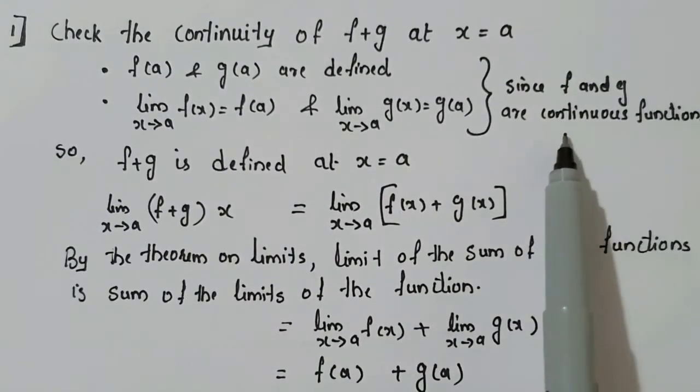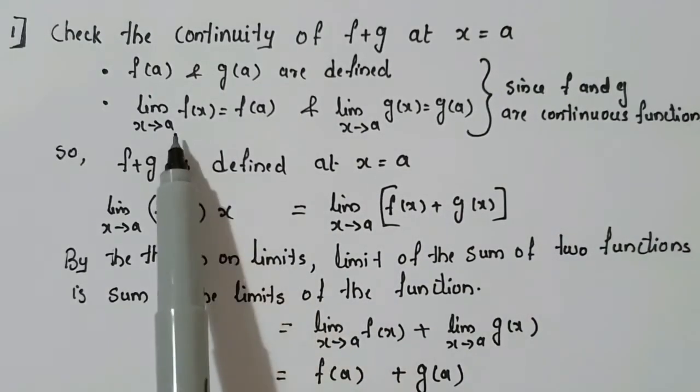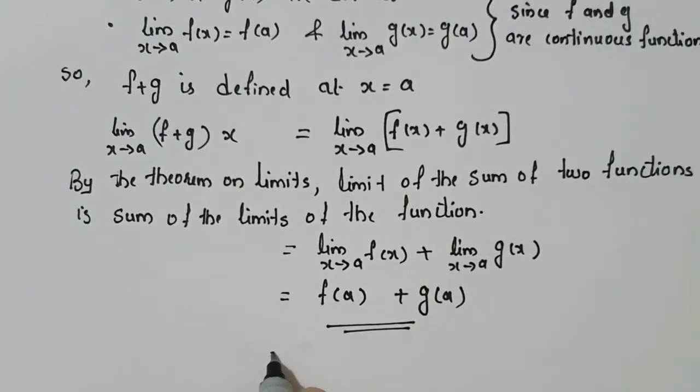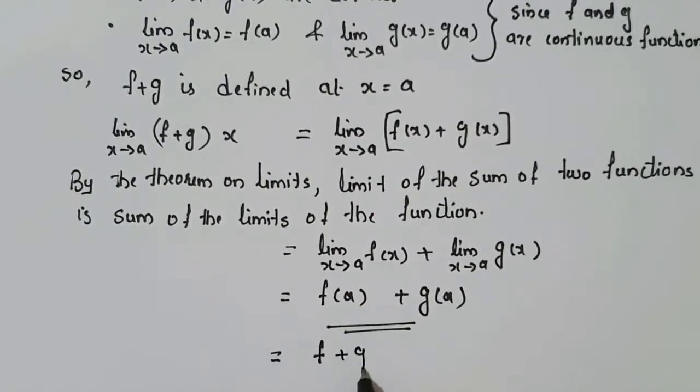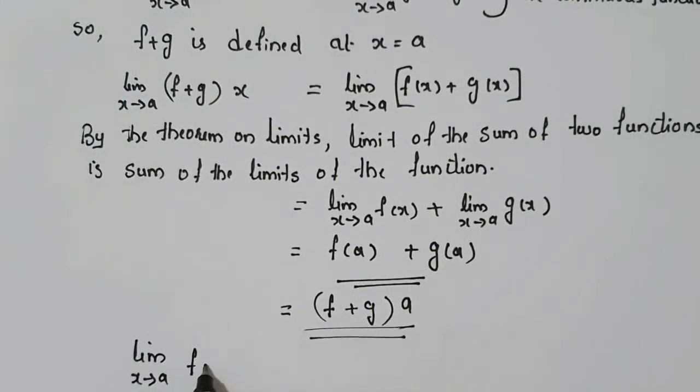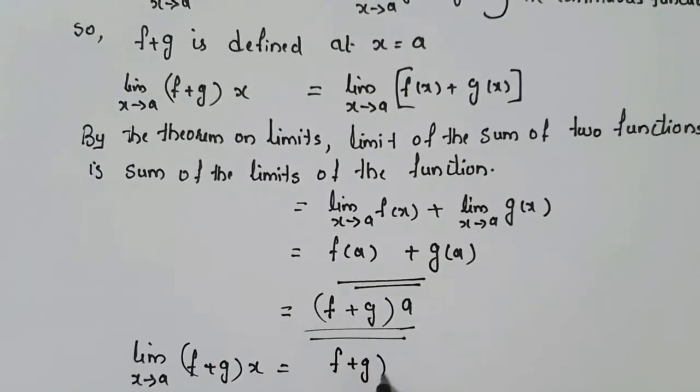because f and g are continuous functions. Therefore, the limit of the function is equal to the value of the function. So this is equal to f of a plus g of a. So this can be written as f plus g of a. Hence, we get limit x tends to a of f plus g of x is equal to f plus g of a.